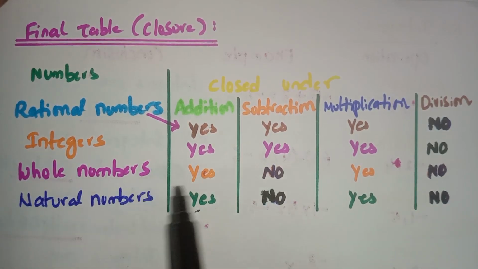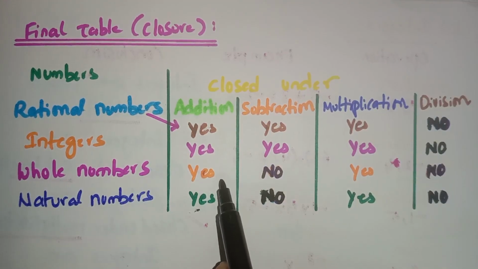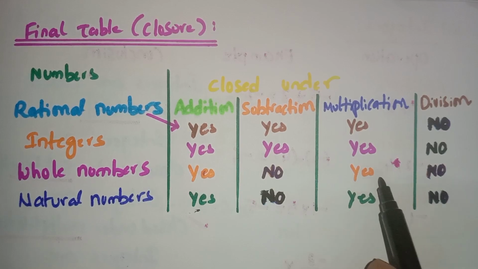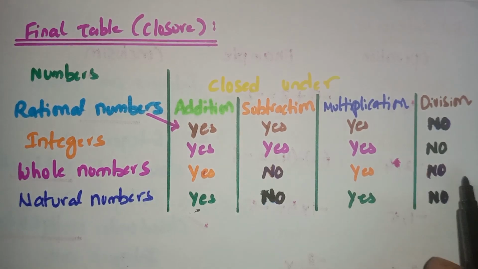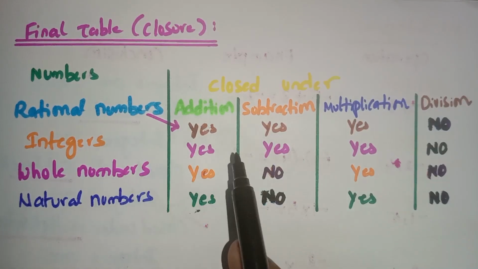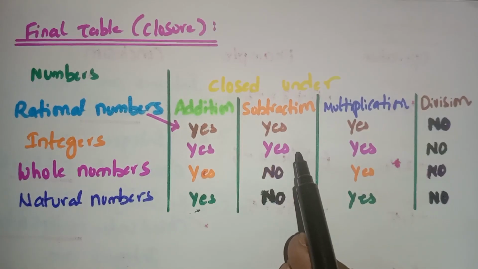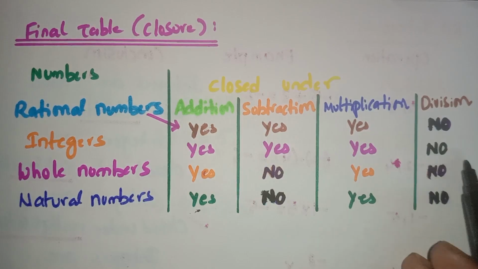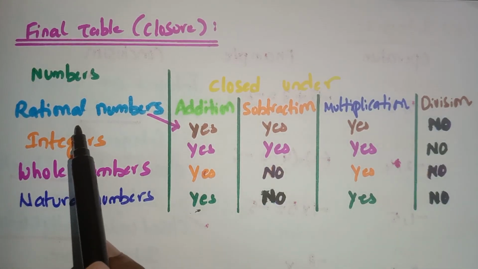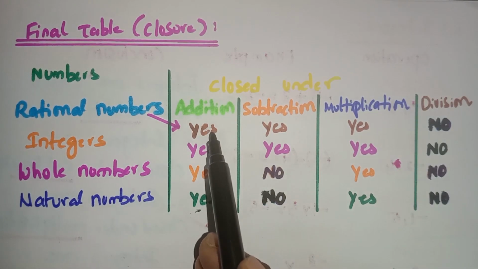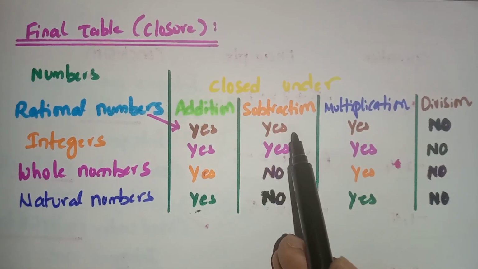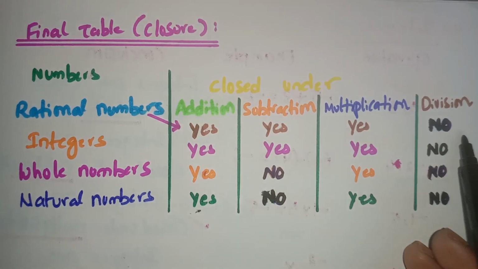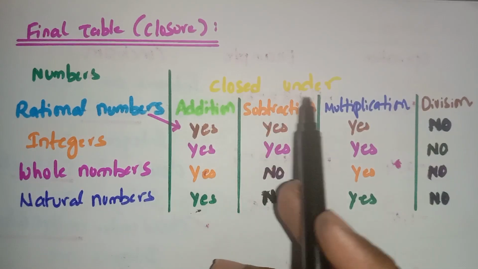Again, coming to whole numbers, addition passes, subtraction fails, multiplication passes, division fails. Integers: addition passes, subtraction passes, multiplication passes, division fails. Rational numbers: addition passes, subtraction passes, multiplication passes, but fail in division with respect to closure property.